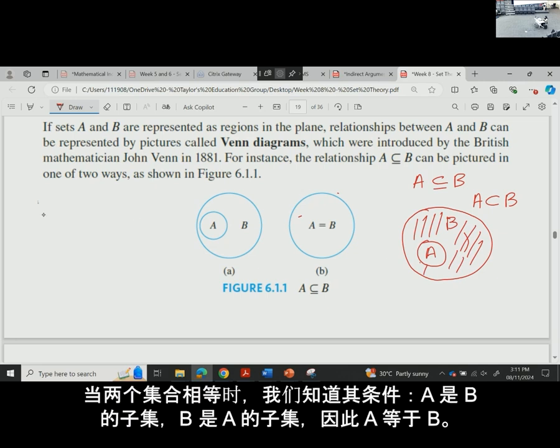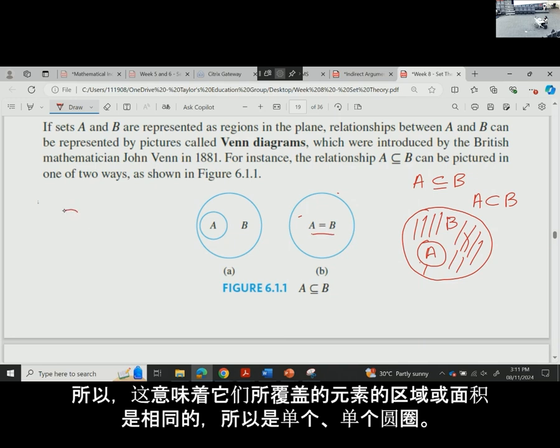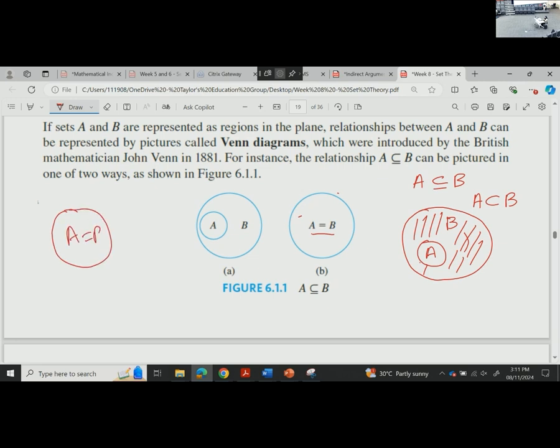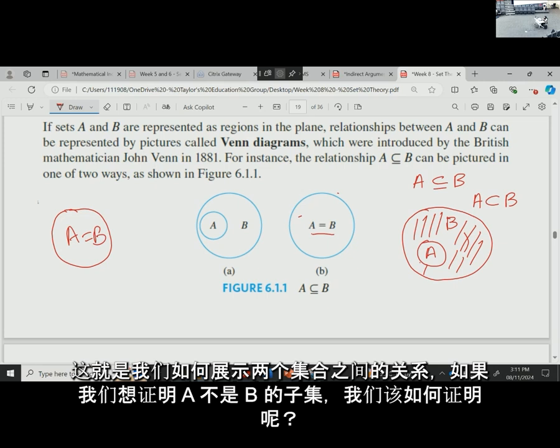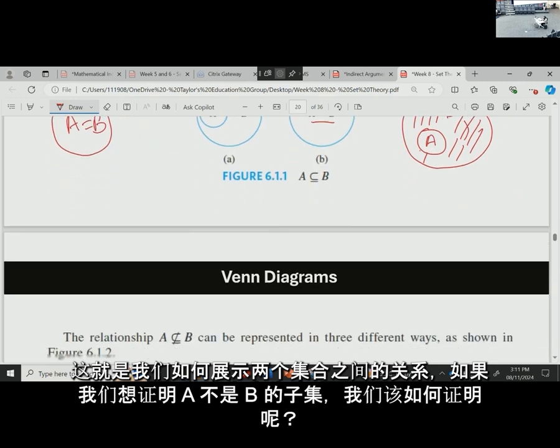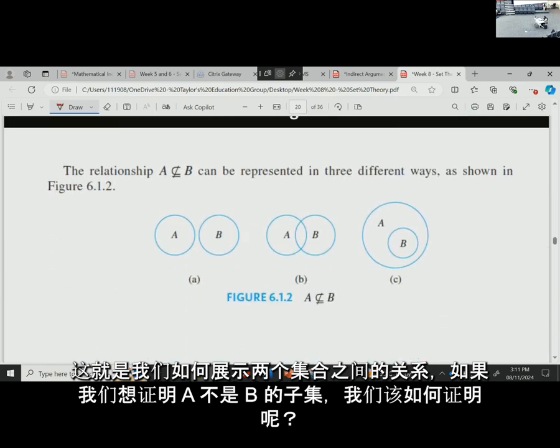And when two sets are equal, we know the condition for that: A is a subset of B, and B is a subset of A. Therefore A is equal to B. So it means that the region or the area they cover of the elements is the same. So a single circle. This is how we can show the relationships between two sets.